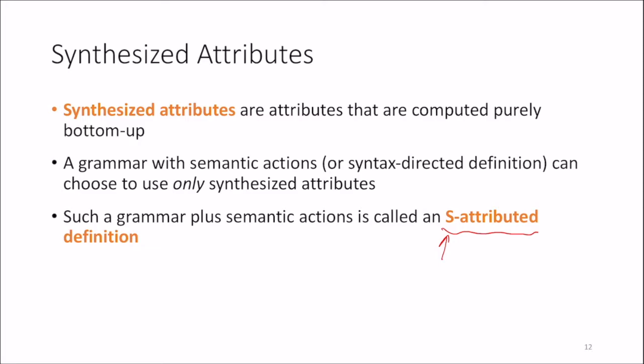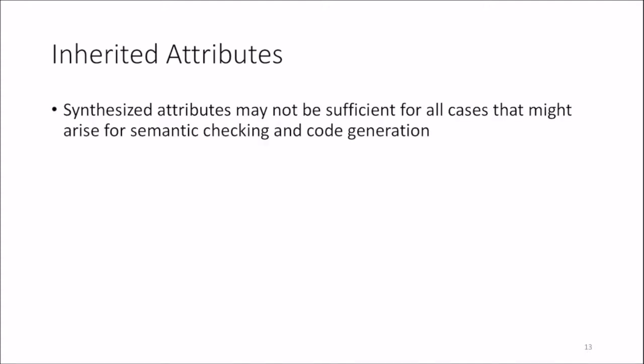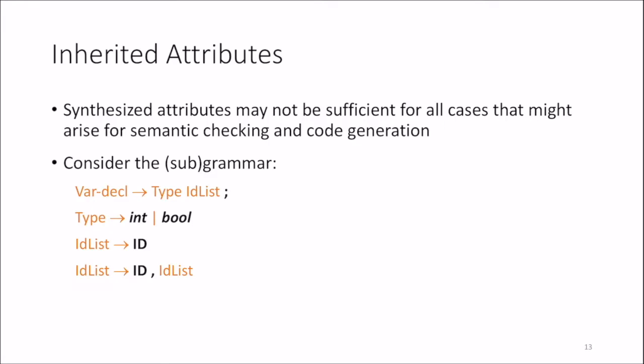It's just called S-attributed. However, bottom up is not always going to be a solution to all the problems when it comes to semantic actions. Synthesized attributes may not be sufficient for some cases, especially when it comes to some aspects of code generation. So I'll give you some examples. The first example we're going to consider here is a comma separated list of identifiers. So if I have, let's say, int x, y, z, semicolon, it is declaring these three variables as being of type integer.